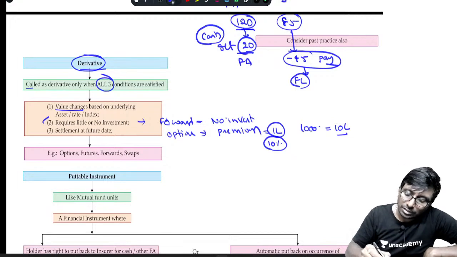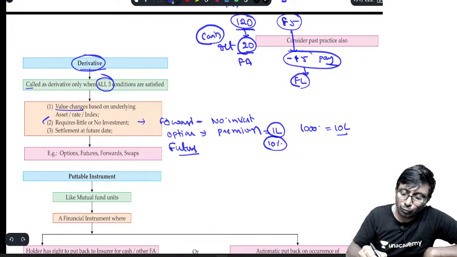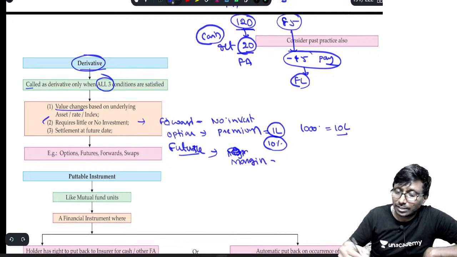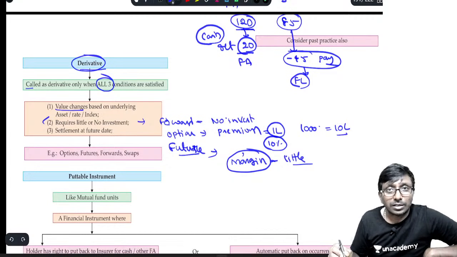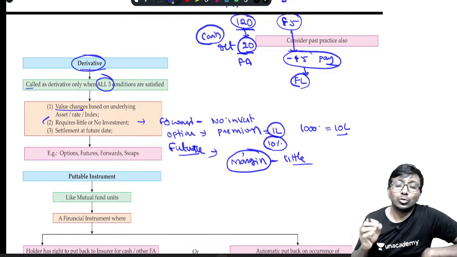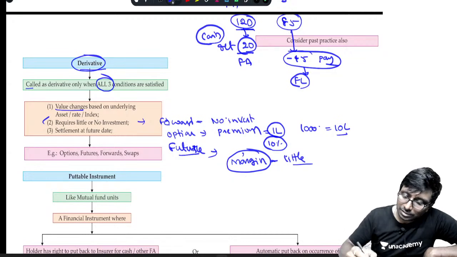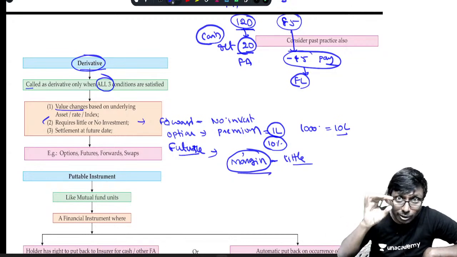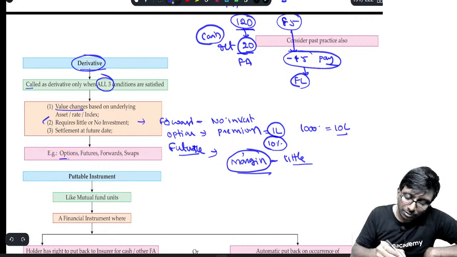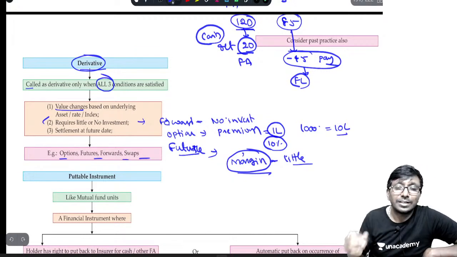Got my point? Right. In case of a future contract, what are you supposed to give? I have to keep a margin, margin money. This is also a little investment you are supposed to keep. The margin money you have kept is only to ensure the safety of settlement. Other than that, nothing. This is also a little investment we will call, for the fluctuation difference amount. It is not for the entire share value. Agree? So options, futures, forwards, swaps: these are all derivative instruments.